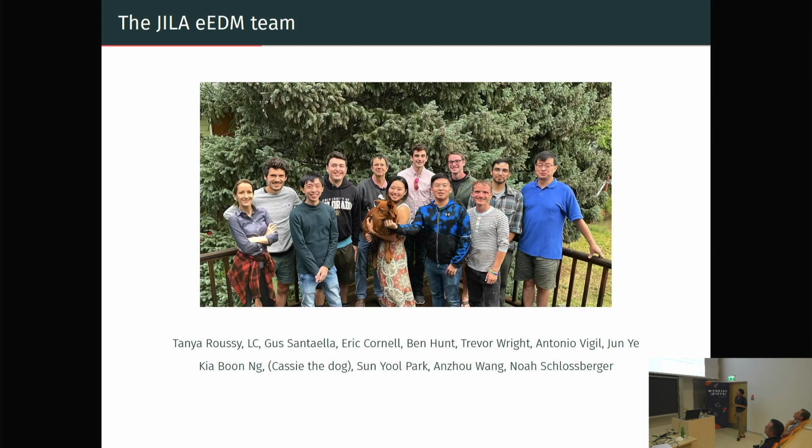This is the team at JILA who works on all things electron electric dipole moment. The project is led by Eric Cornell and Jun Ye, and the main people who work on the Generation 2 experiment I'm going to be talking about are me and the two PhD students, Tanya Roussy and Trevor Wright.